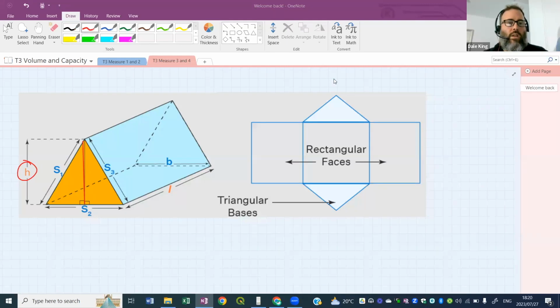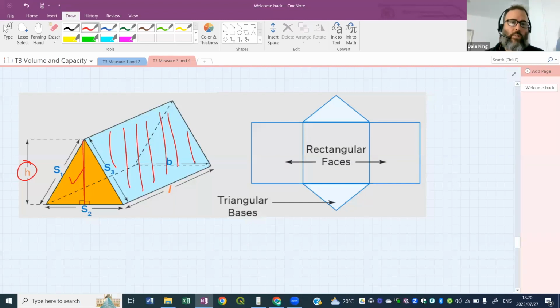Don't stress. We need two of those triangles. There's one in the front and one at the back. Now, the sides of the triangular prism: we've got a rectangle. This blue shaded 2D shape here is a rectangle. Not only do we have a rectangle there, we've got a rectangle on the other side. There it is. There's another rectangle. Not only that, we've got one at the bottom.